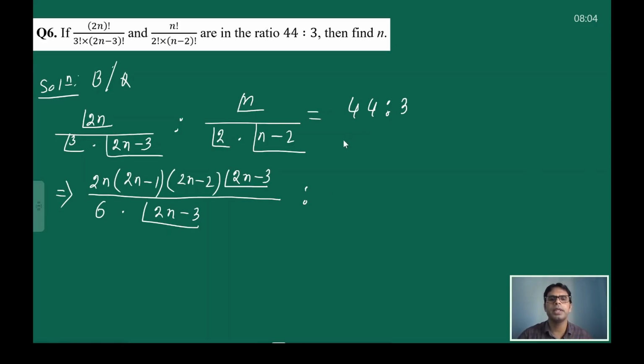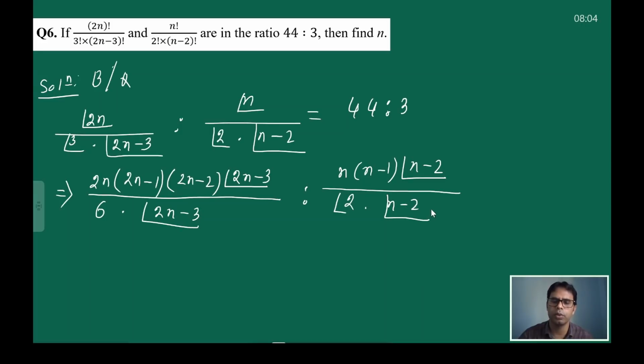to, now go to the second. There is n, there is n minus 2, so which terms go out, n into n minus 1. So this term remaining, n minus 2 whole terms divided by 2! and then (n-2)! only, and the right hand side is simply 44:3. This we get.